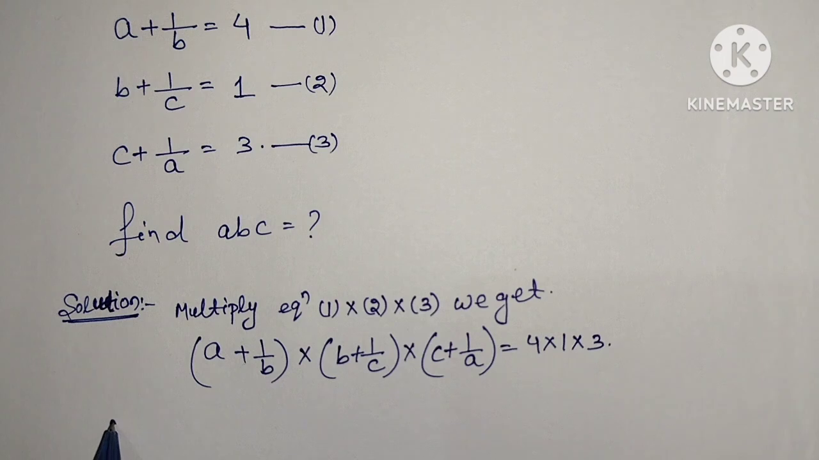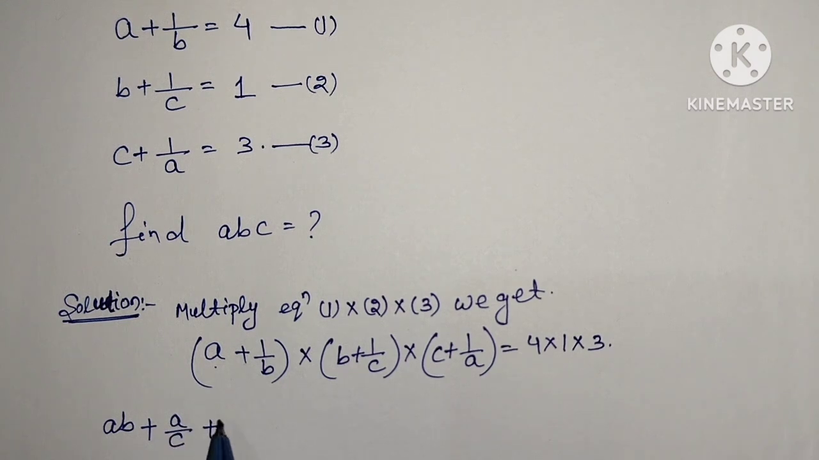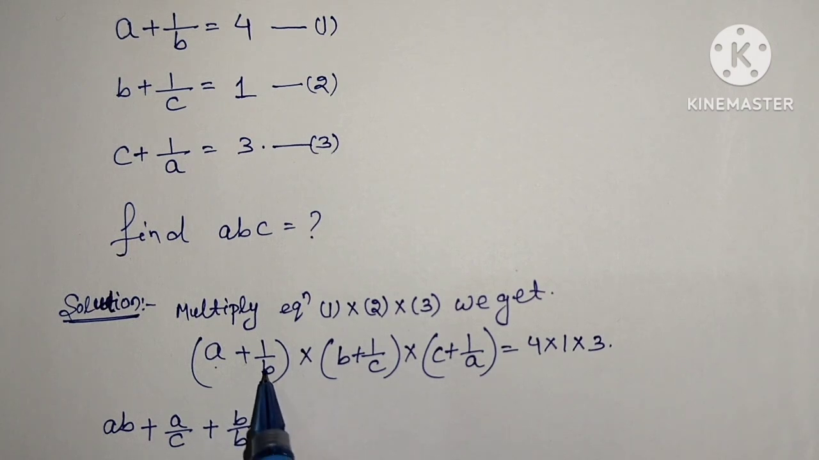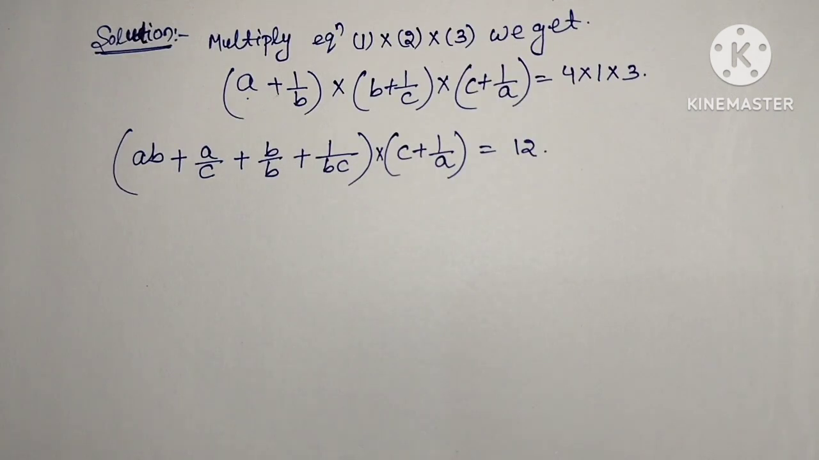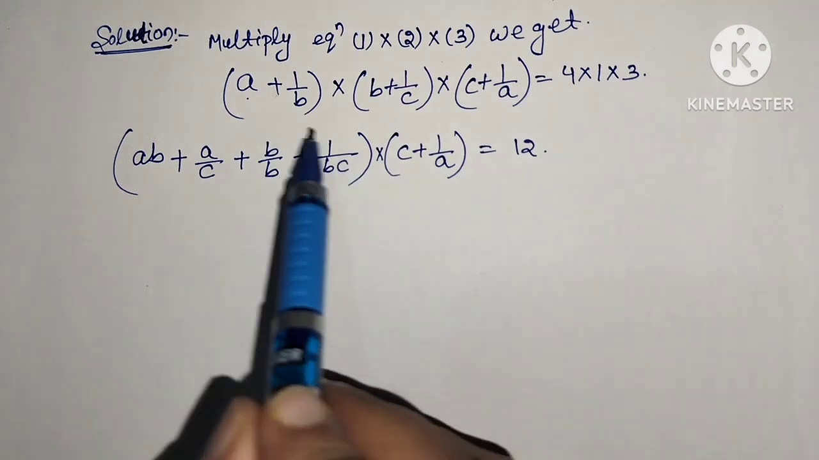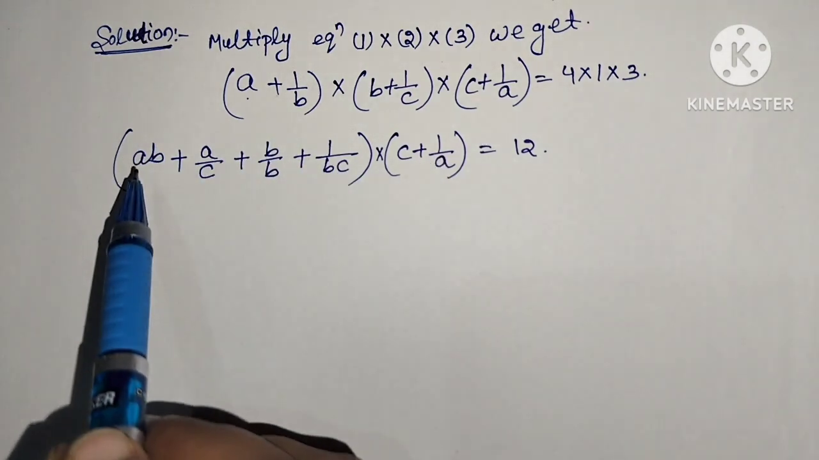A into B, it is AB, plus A into 1 by C, it is A by C, plus 1 by B into B, it is B by B, plus 1 by B into 1 by C, it is 1 by BC. Then into C plus 1 by A is equal to 12. The next step, all these we multiply from here.